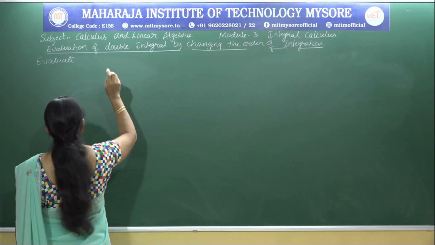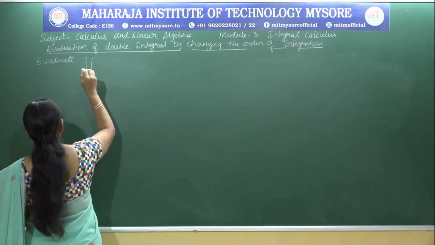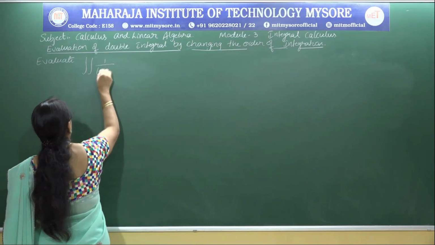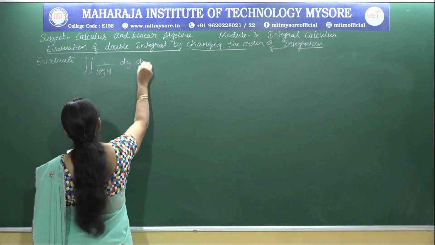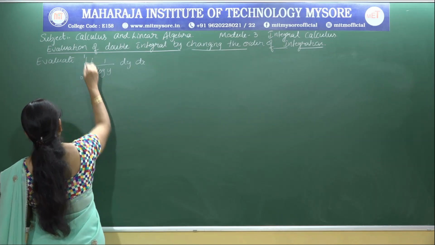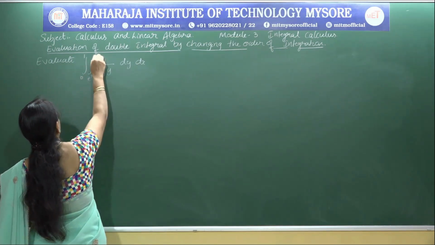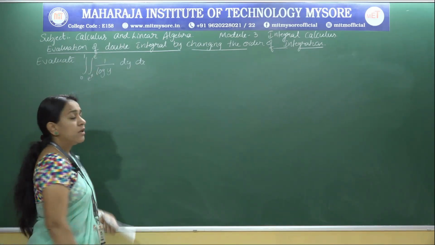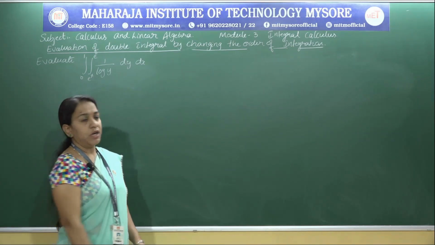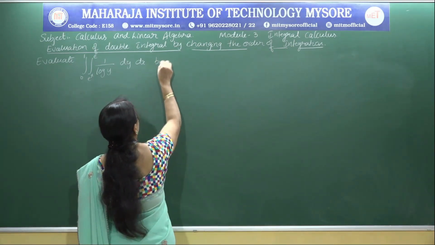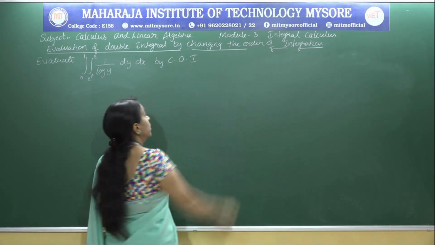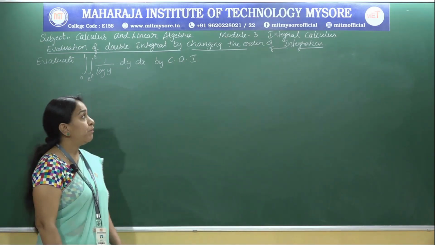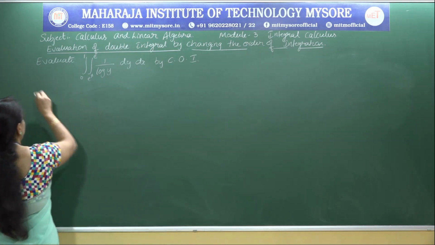The question will be like this: evaluate the double integral of 1 by log y dy dx between the limits 0 to 1 and e power x to e by changing the order of integration. By changing the order of integration, I write the short form, right. So, consider the given integral.